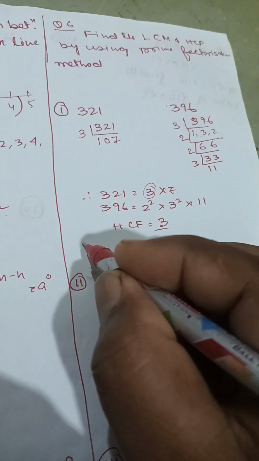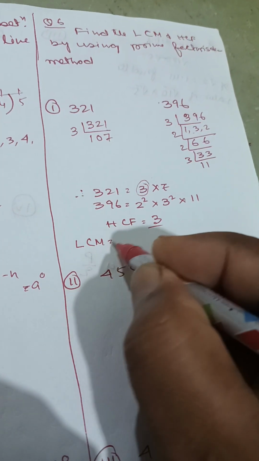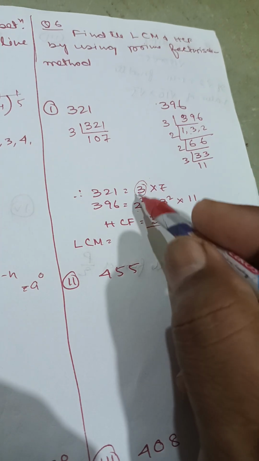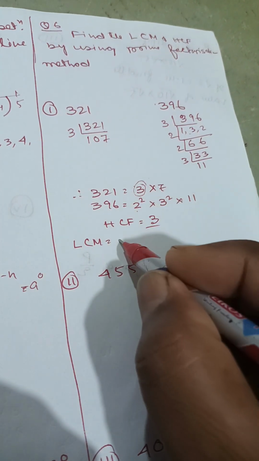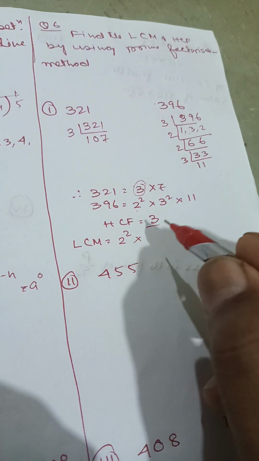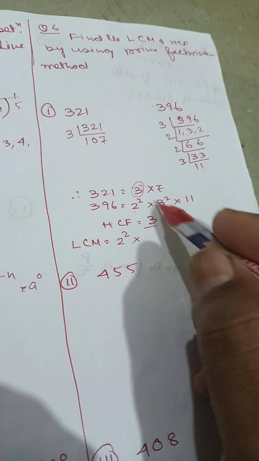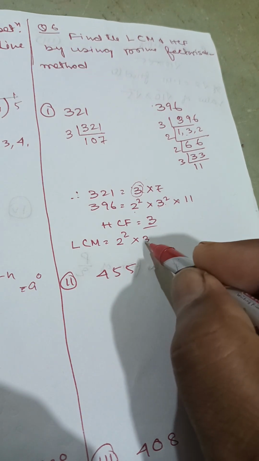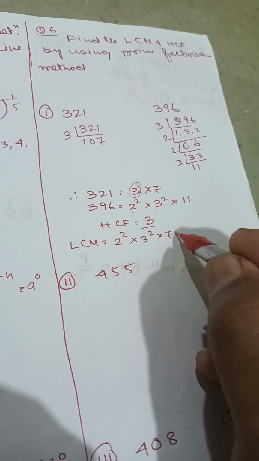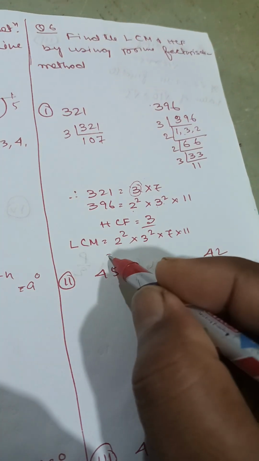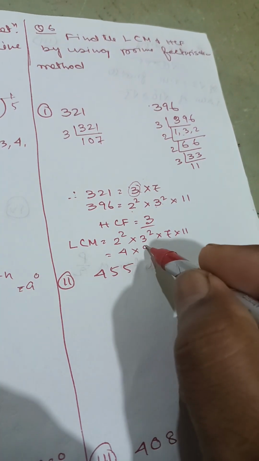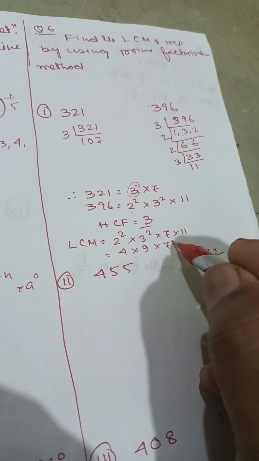Now if you have to find LCM, you see, here 2 square is there, it is not present here, so you have to write it. Common and uncommon both will come in the LCM. So I have written 2 square, in between 3 and 3 square you write 3 square, then you write 7, then you write 11. So 2 square is 4, 3 square is 9, and then 7 into 11 is 77.